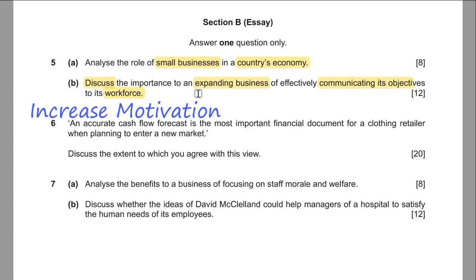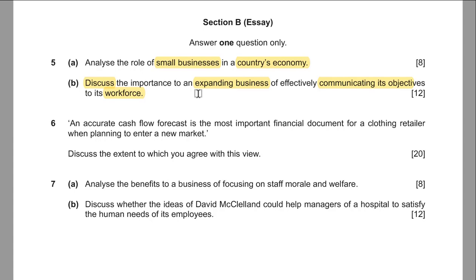Also, an expanding business is likely to have lots of employees and managers, so they need to communicate those objectives clearly so everyone knows exactly what they're working towards. And then we can think about why it may not be so important, and that's where our context is really going to come in. It's when we think about an expanding business.